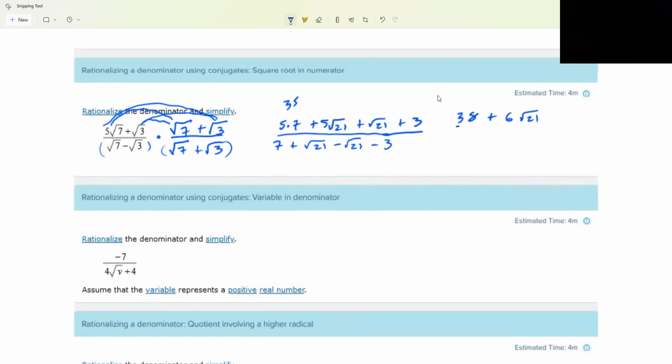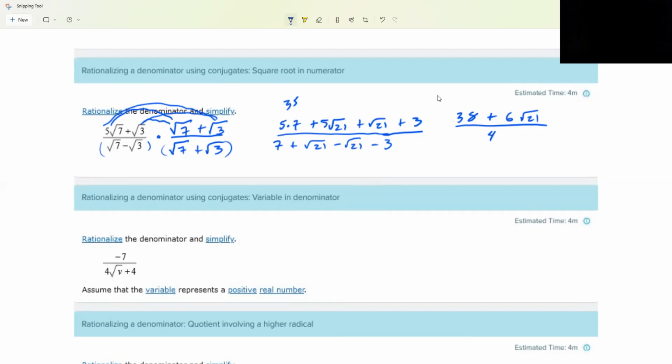So now on the bottom here, I'll get 7 minus 3. That's 4. Okay. And the square root of 21 minus the square root of 21, those just cancel out. So I'm just left with 4. But I do need to reduce this down.